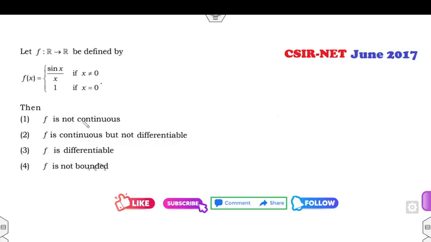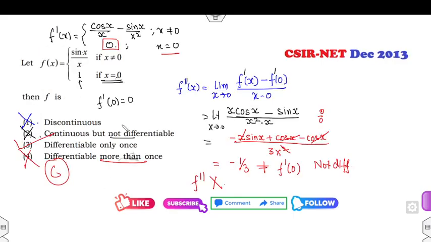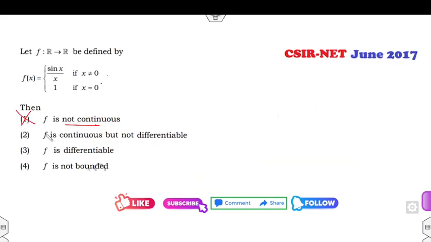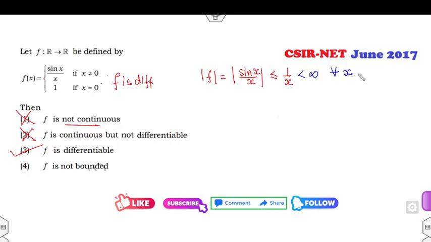Okay, this is a similar question. Clearly, is f continuous? It's not continuous, as I already said that f is not differentiable. Fine. So this is a differentiable function. Fine. This option is cancelled. This option is correct. F is bounded. I can start from this quantity, sin x over x, which is less than 1 over x. Now this is less than finite for all x in R apart from 0.